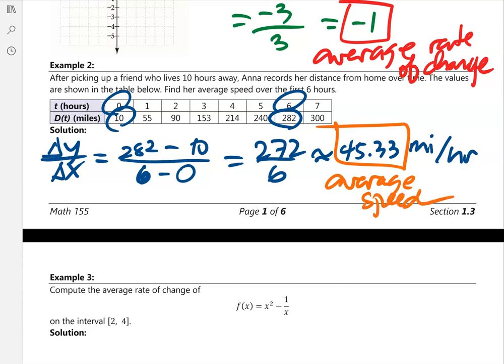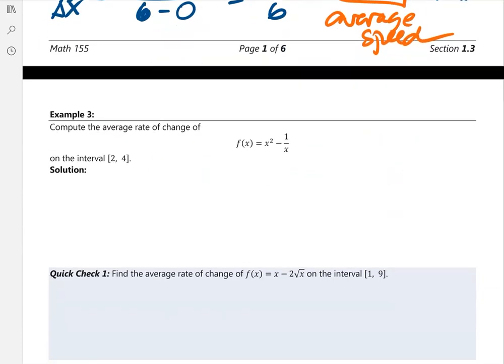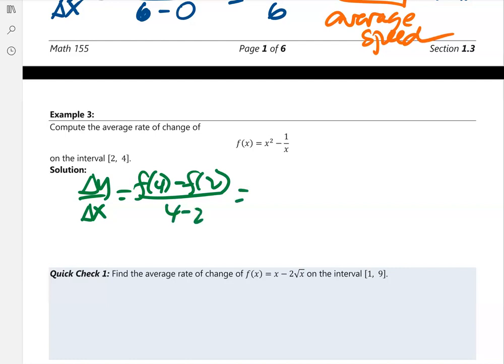Okay. Number 3. Compute the average rate of change of f of x equals x squared minus 1 over x on the interval 2, 4. So delta y over delta x is equal to f of 4 minus f of 2 over 4 minus 2. And what is f of 4? So let's try to get f of 4 and f of 2 here.